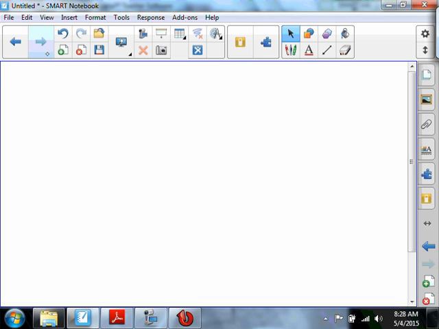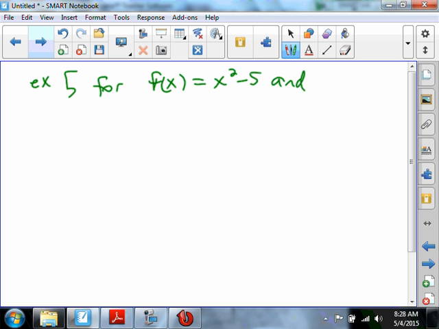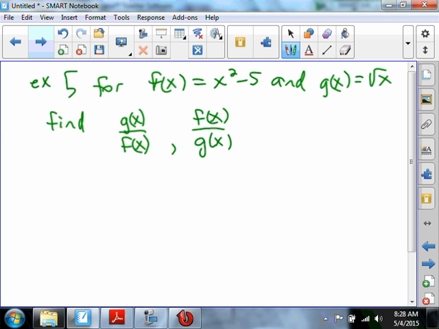Okay, let's go to example 5. Example 5, for f of x equals x squared minus 5, and g of x equals the square root of x, find g of x divided by f of x, divided by g of x, and their domains. And this will be the last thing we do today, I promise.